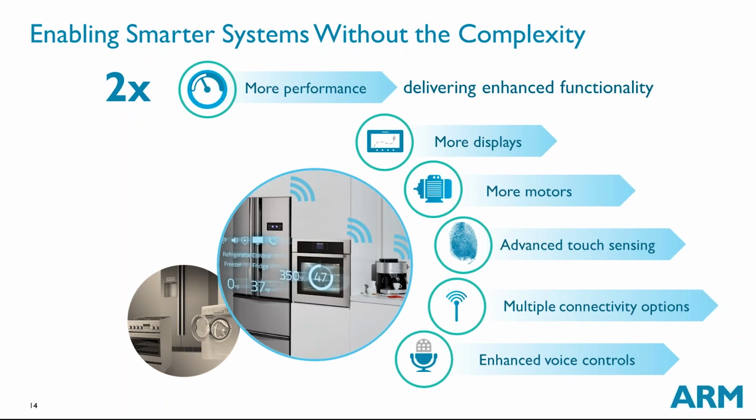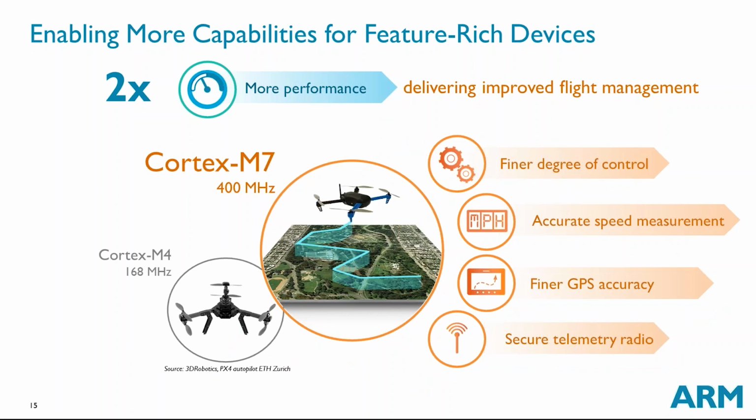The higher performance of the M7 can also be used for control applications to be able to provide improved signal processing. So we have on this slide an example of an autonomous drone that can use the improved performance of a Cortex-M7 device for much more accurate speed measurement, better GPS accuracy, and resulting in that in much better overall performance.